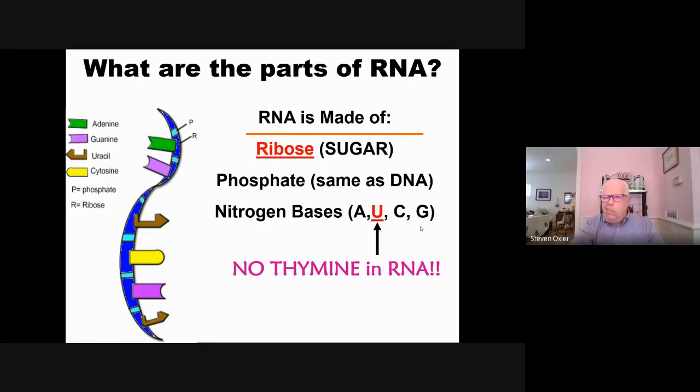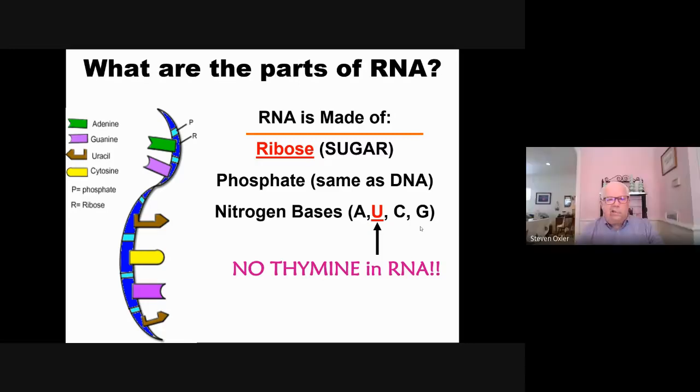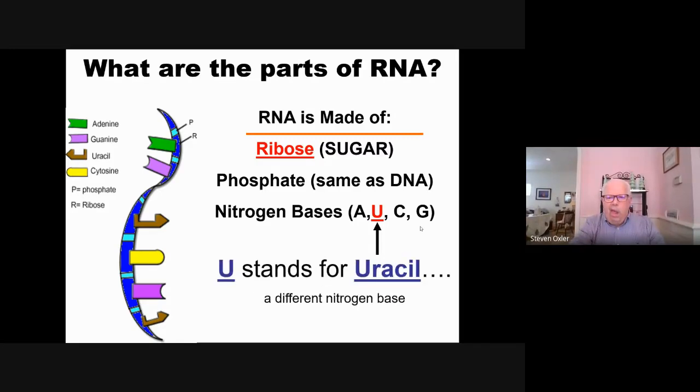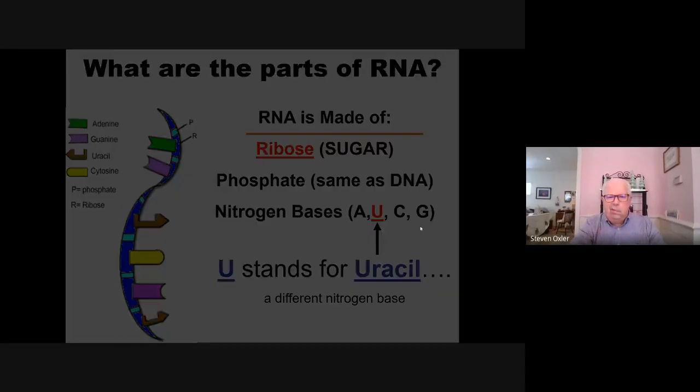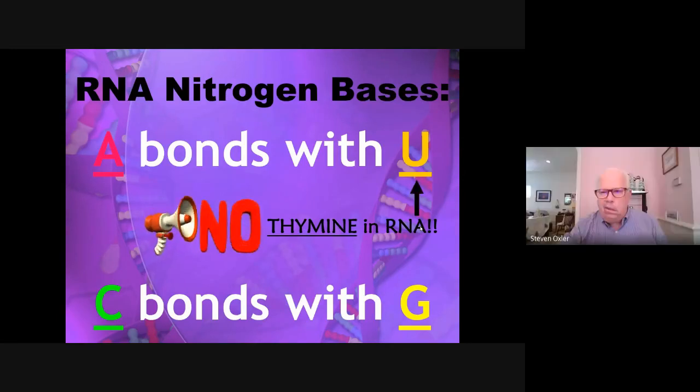Anybody else have any problems with that? I have a question. Go. Since it's only one strand, will it still be A and U together? Yes. Definitely. There it is, uracil, a different nitrogen base. A bonds with U instead of T, and C bonds with G. Did that answer your question? Yes, thank you. You're welcome. Good.